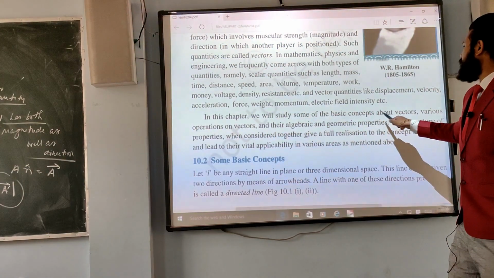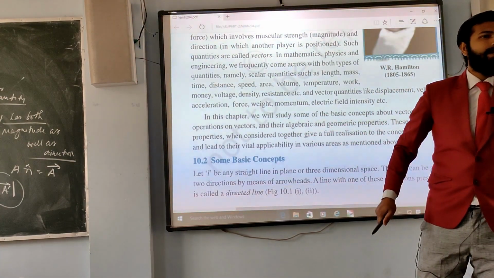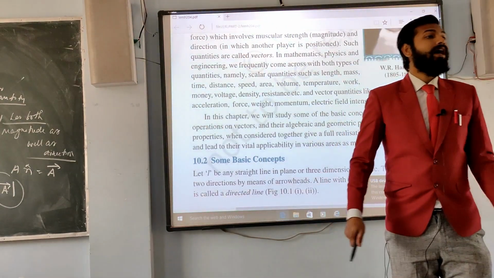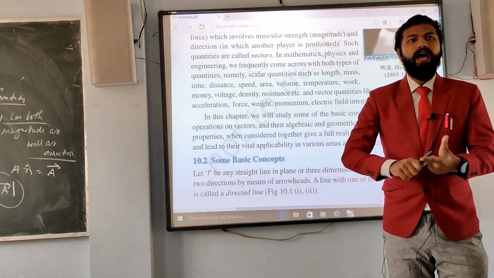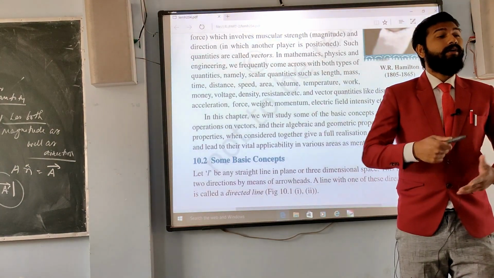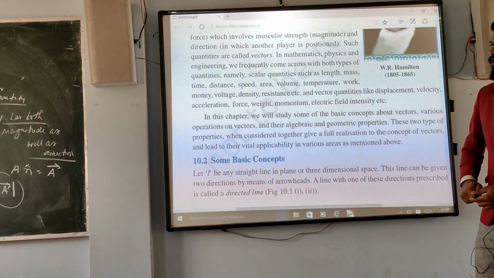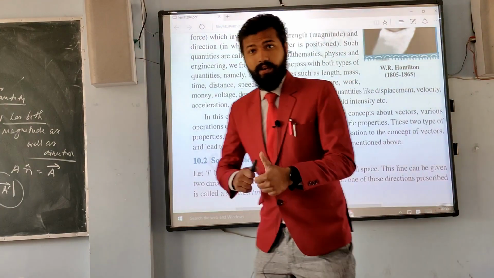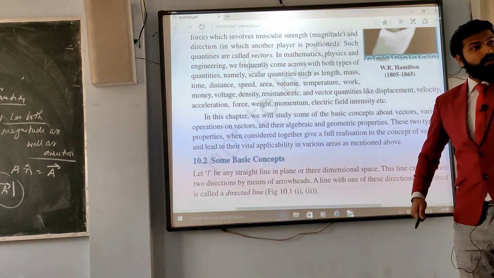In this chapter we will study some of the basic concepts about vectors, various operations on vectors. What are the operations? Addition, subtraction, multiplication, division. We'll learn how to divide. So far, till class 10, we only learned how to add scalar quantities, how to subtract, how to multiply, how to divide, but we have not dealt with how to divide and multiply vectors. We will be dealing with that now. Understood or not? What is a vector? Come on, what is a vector? A vector is a quantity which has both magnitude as well as direction. I hope that's clear, my dear. Don't be absent again tomorrow.